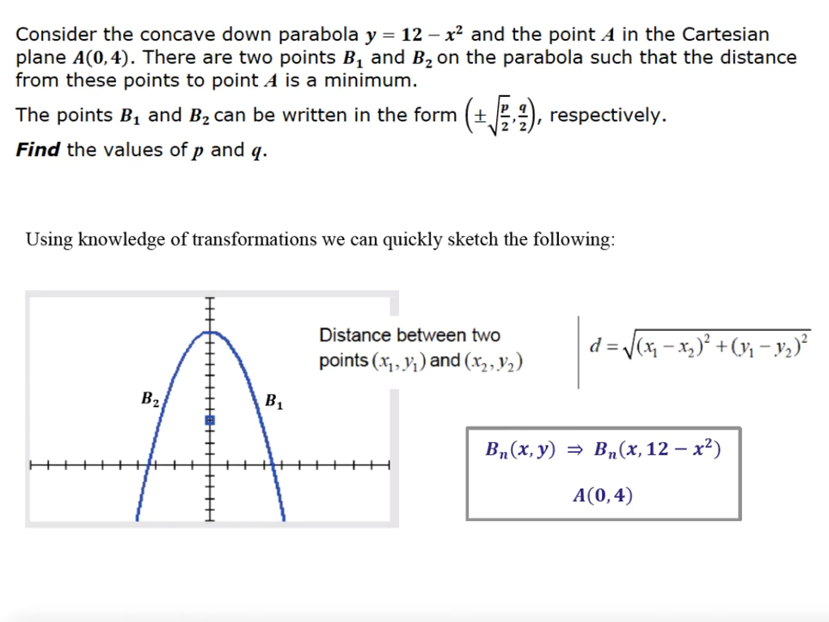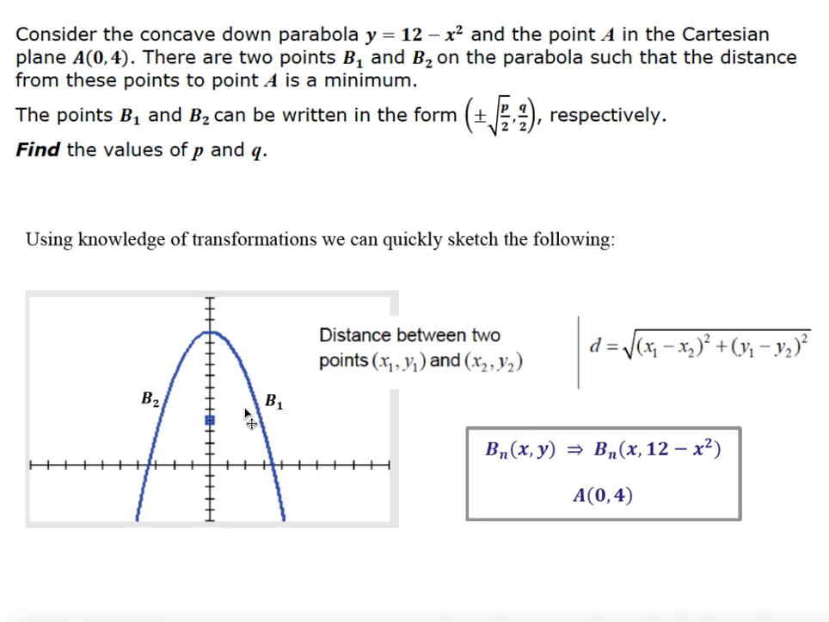So, two examples. Here's the first one. Consider the concave down parabola y equals 12 minus x squared, and the point A in the Cartesian plane right here at 0, 4. So there's 2 points, B1 and B2, such that this point A is as close as possible to both of those points. So if you consider the spread of points on the parabola in terms of the distance from A out to these points B, there are 2 points where you can actually minimize that distance. And so if those points can be written in that form that you see here, respectively in terms of x and y, let's find P and Q.